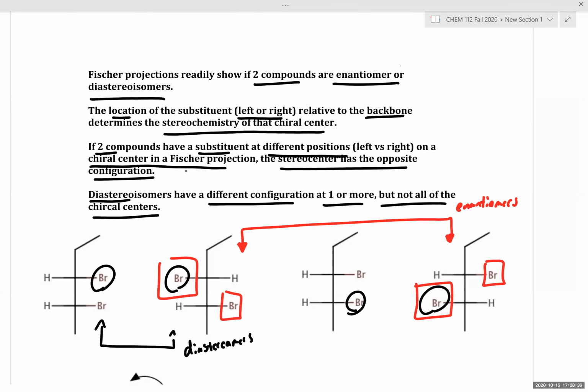So Fischer projections are really useful for quickly identifying diastereomers and enantiomers because the position of the substituents on the left or right-hand side directly determines the stereochemistry of our chiral centers. Does that make sense to everyone? Can I get some feedback in the chat that everyone's comfortable with this idea? You'll see this a lot when we talk about sugars.